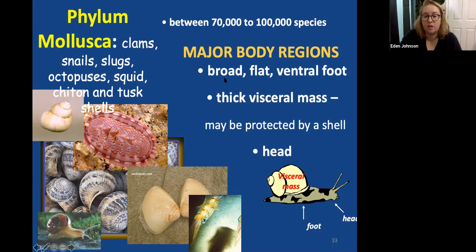Major body regions are going to be this broad, flat ventral foot. Okay, so here, if we've got a snail, you've got the head. The rest of this body that is outside of that shell is called the foot, this muscular foot. And then all of its body parts that are inside of the shell are called the thick visceral mass that may be protected by a shell. And then you've got the head. And so important to note, each of these is also seen in things like squids and octopus.